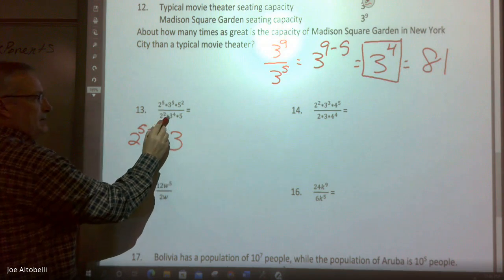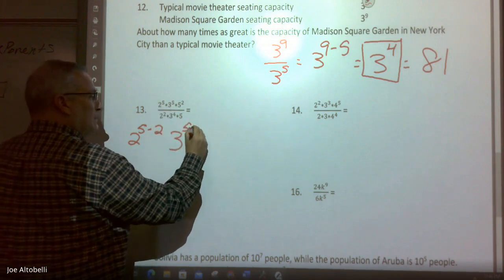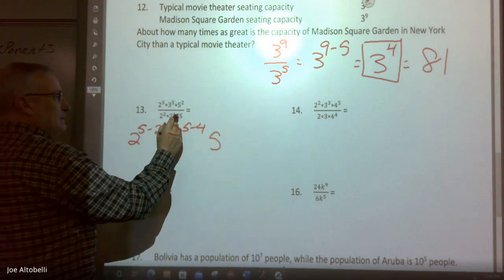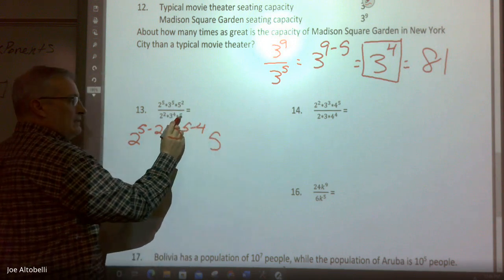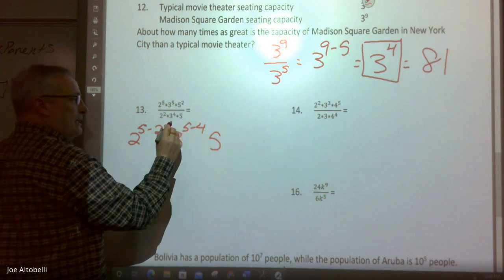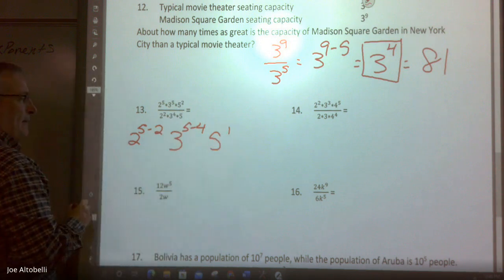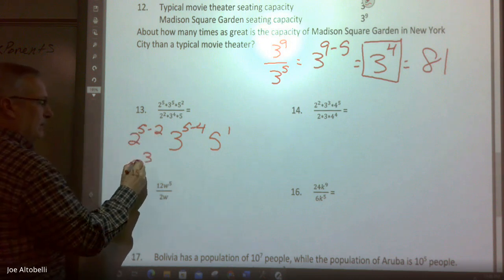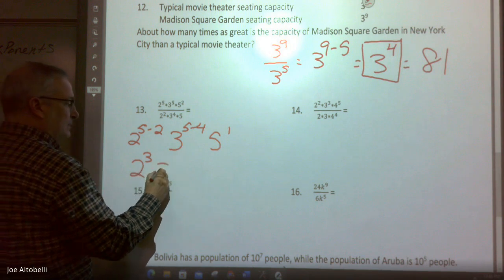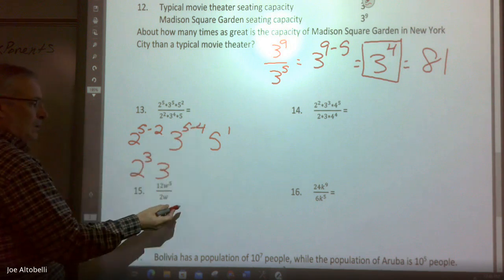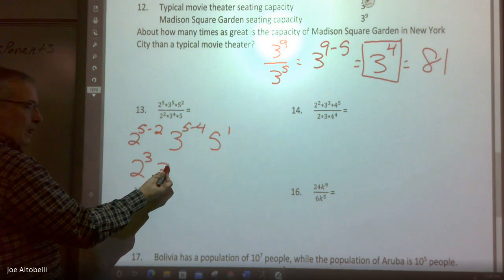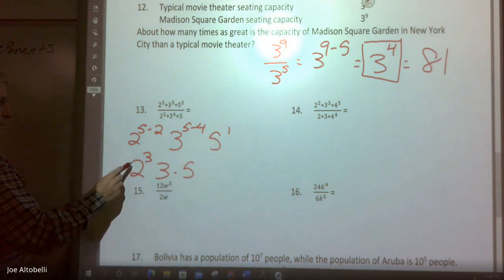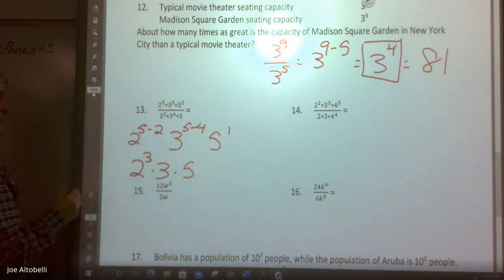3 is another base, 5 minus 4. And then 5 is another base, 2 minus 1. Remember that 5 is 5 to the first, so 2 minus 1 is 1. So this will be 2 to the 5 minus 2 is 3, so you get 2 to the third times 3 to the 5 minus 4 is 1, but you don't need the 1, and then 5 to the 1. So you get 2 to the third times 3 times 5.